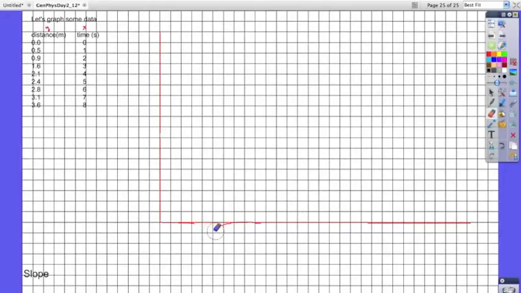Always do graphs in pencil. It's actually a big rule. Graphs are in pencil. Okay, so let's look at my scale. I need my time, and this axis is time to the nearest, and the unit is the second. And this axis is distance.